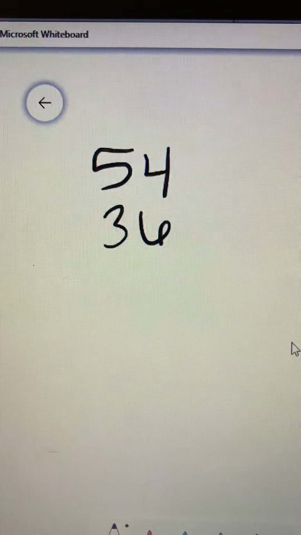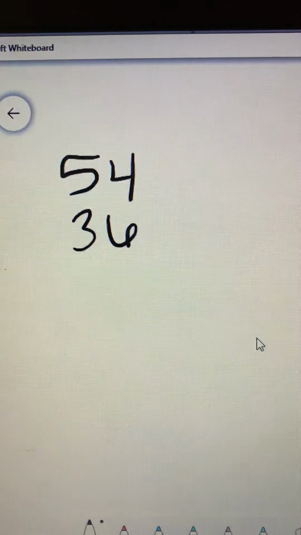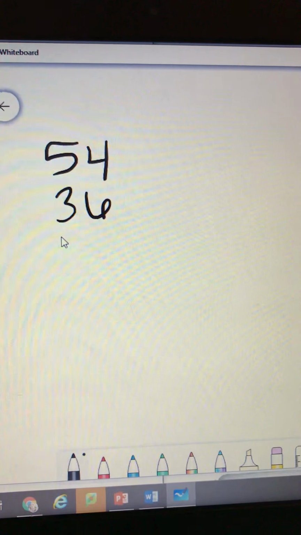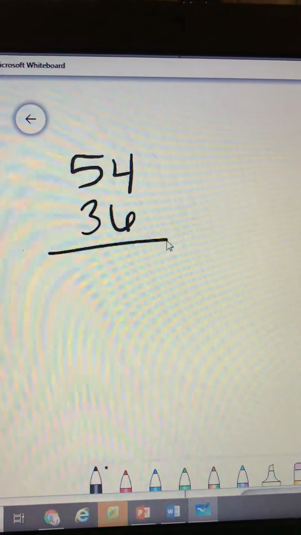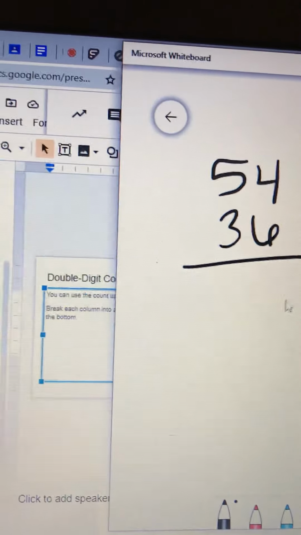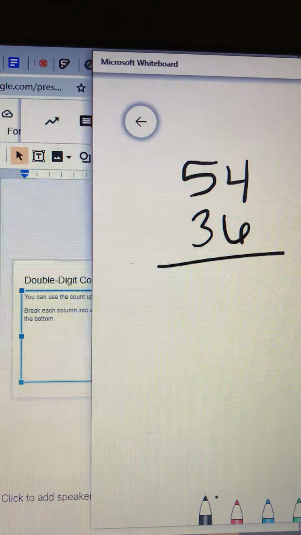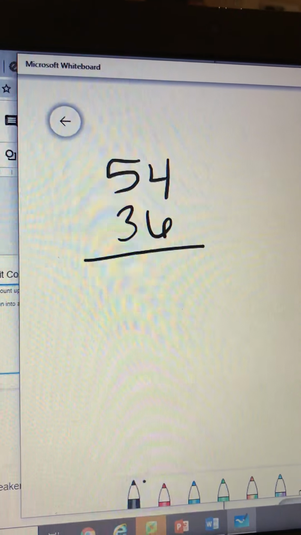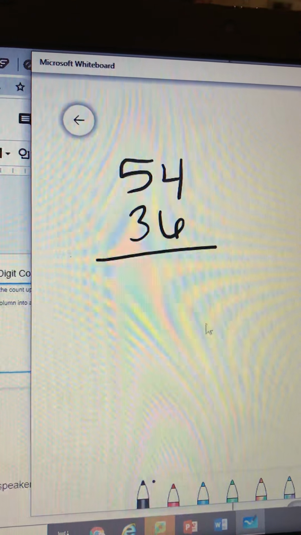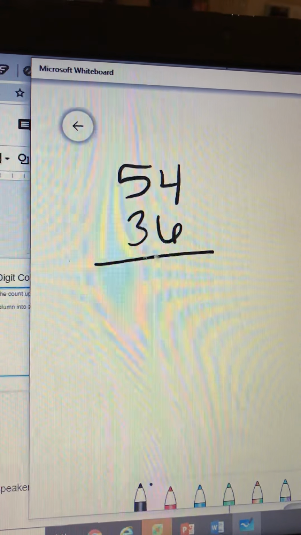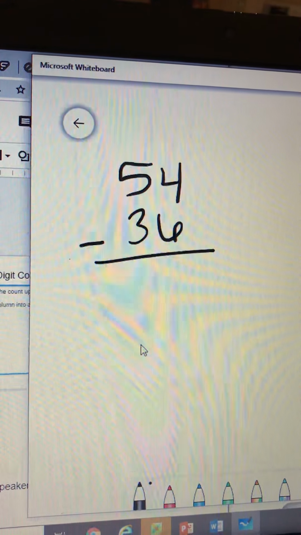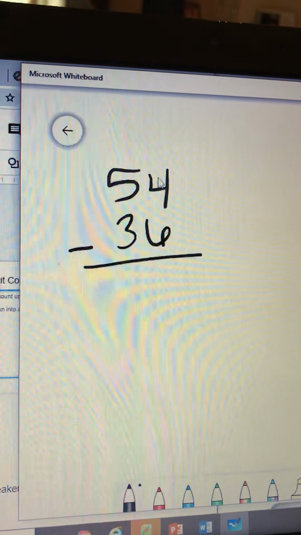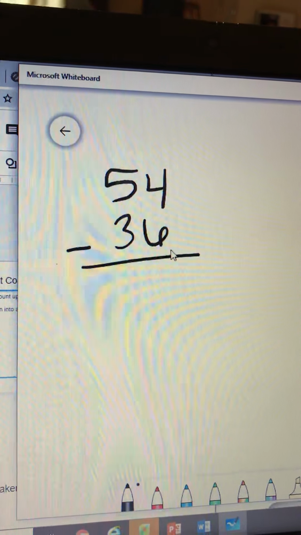Okay, so when you have double digit subtraction, let's say that you have 54 minus 36. You can use the count up method for double digit and triple digit as well. Now this is not like addition. In addition, you can add it either way. You can do top or bottom first.